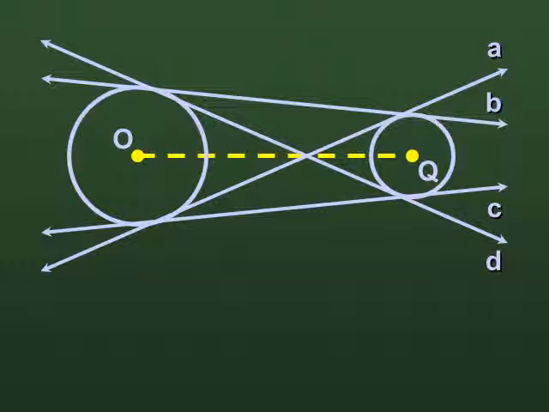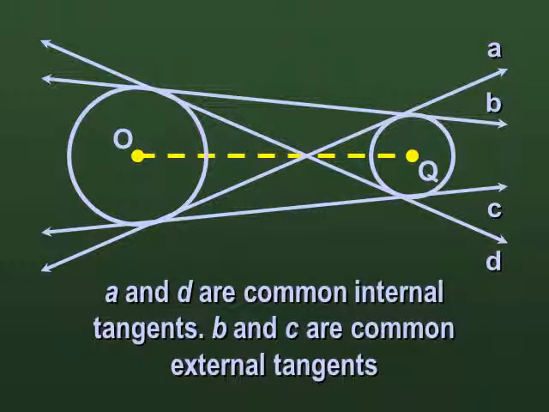But if you look at line A and line D, those both cross that segment OQ. That means those are internal common tangents. So A and D are common internal tangents, and B and C are common external tangents.